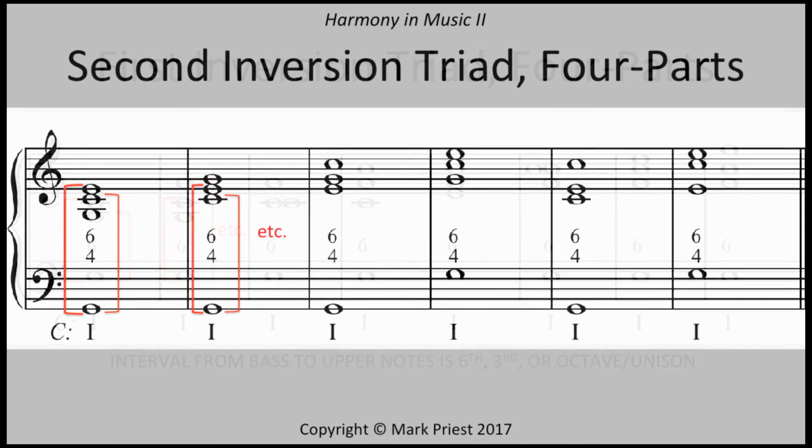Second inversion triads put the 5th of the triad in the bass. The intervals from the bass to the upper notes is either a 6th, a 4th, or an octave unison. We figure second inversion triads by stacking the number 6 above the 4, as shown here.